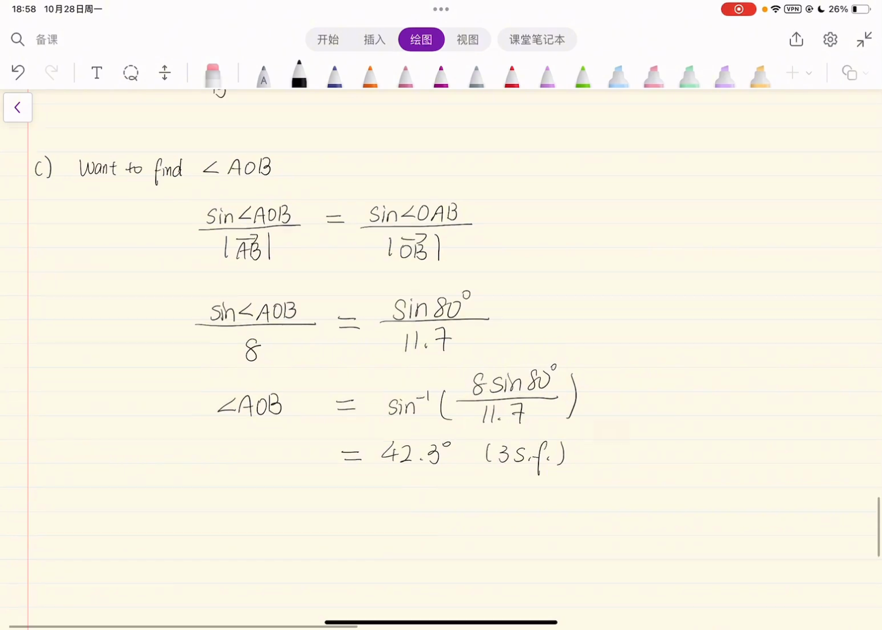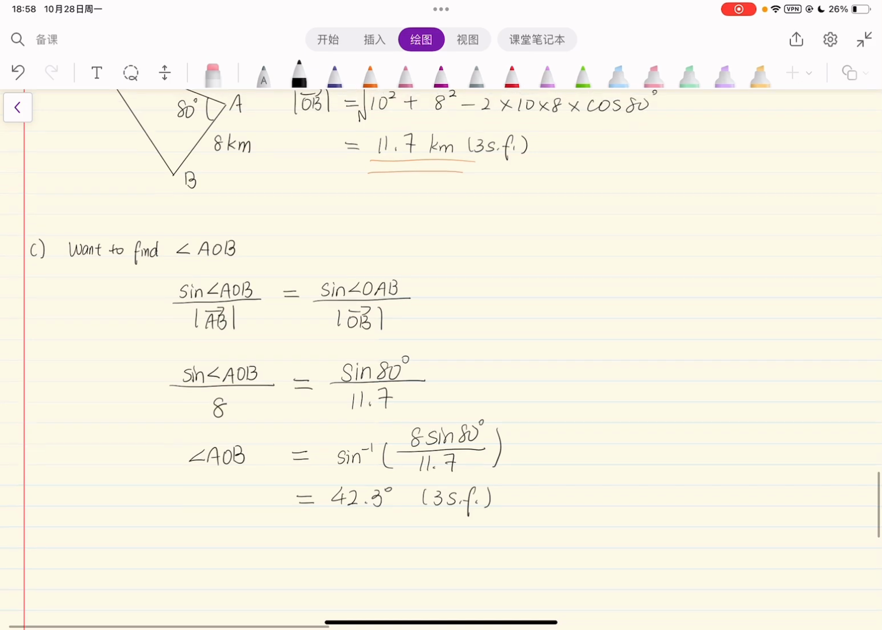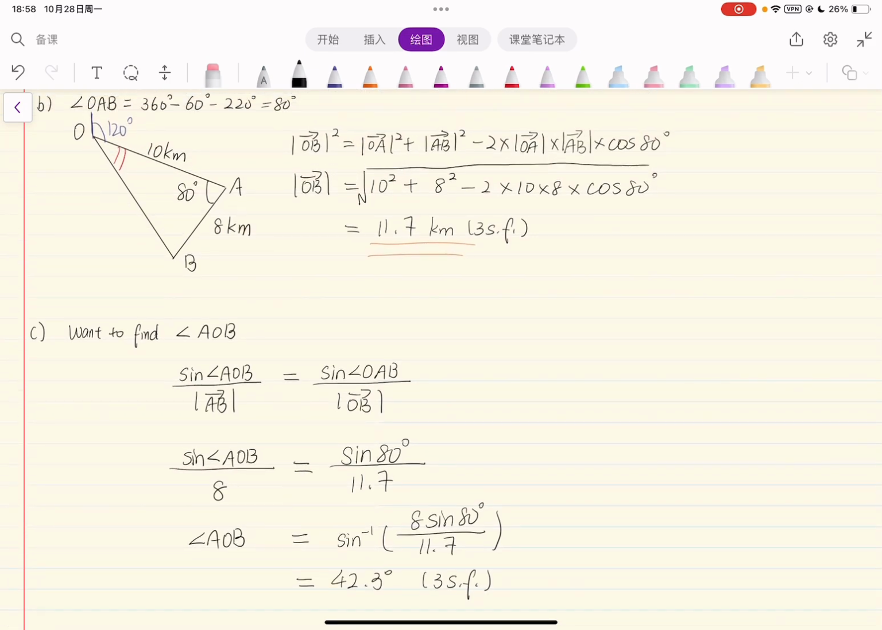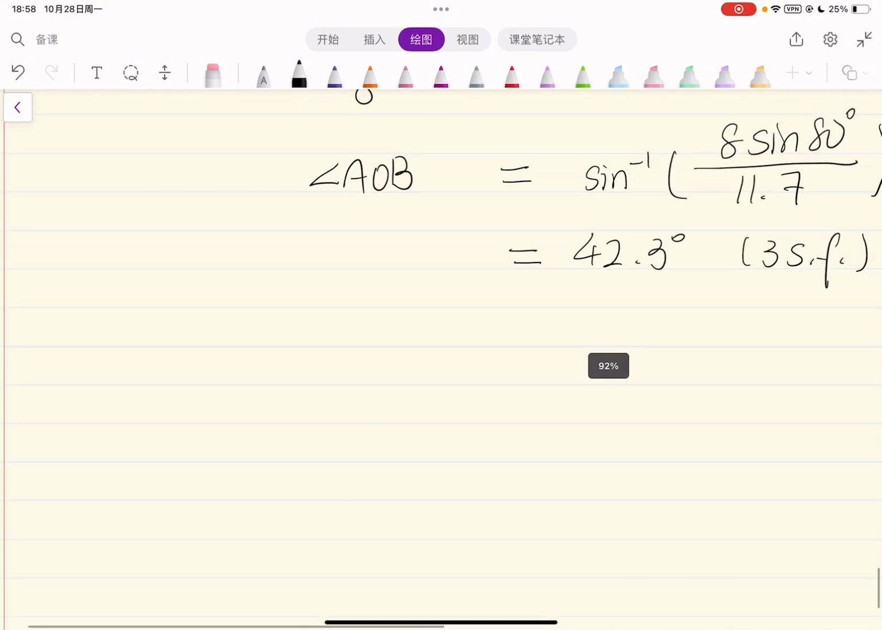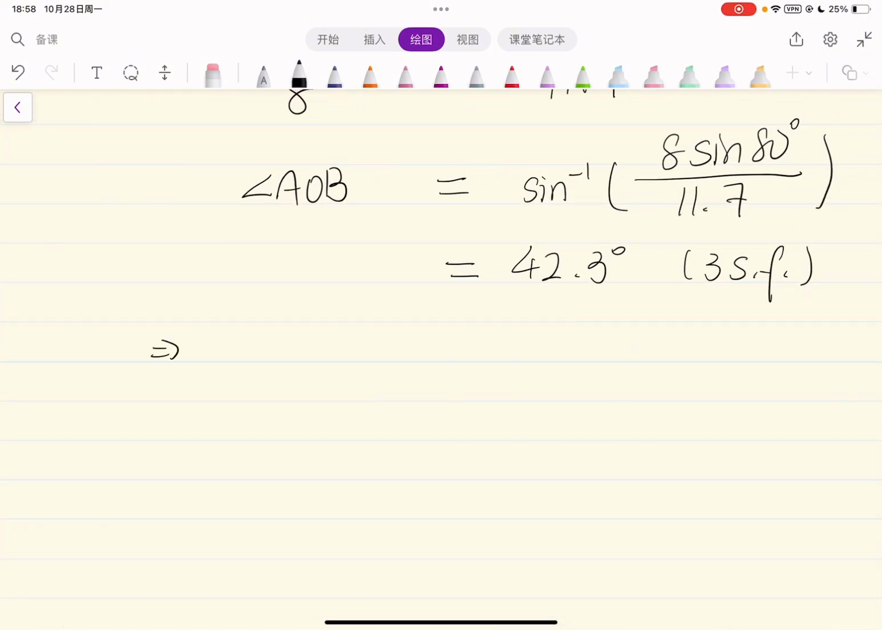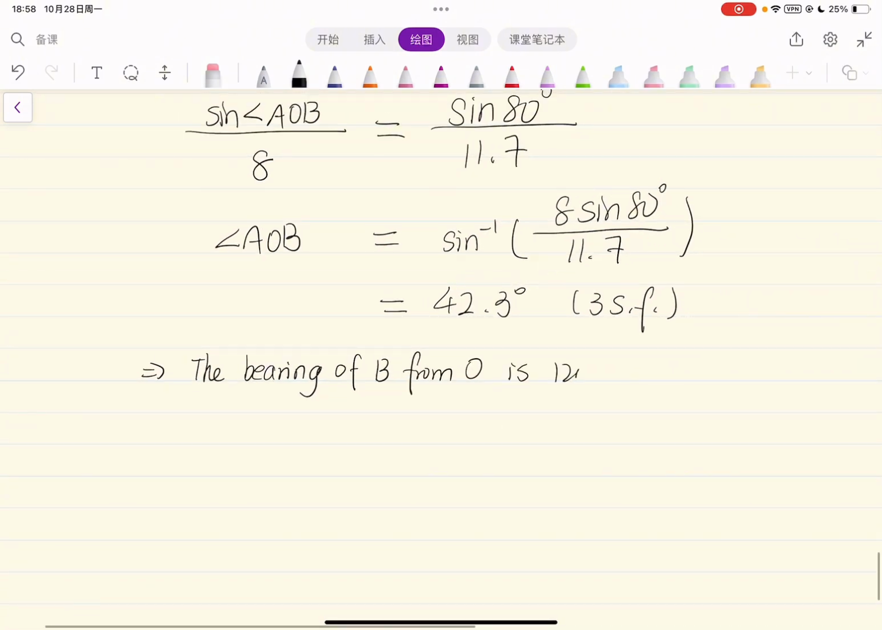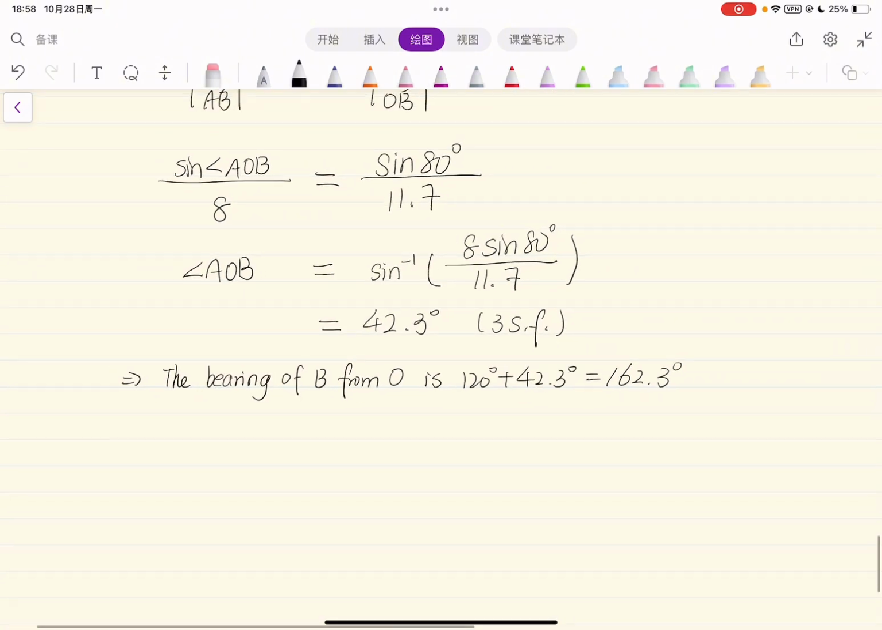And we don't stop over here, since the question asks you to find the bearing of B from O. So we need to add this 120 degrees. Then we have that the bearing of B from O is 120 degrees plus 42.3 degrees, which equals 162.3 degrees. That should not be 3 significant figures, it's 4 significant figures.